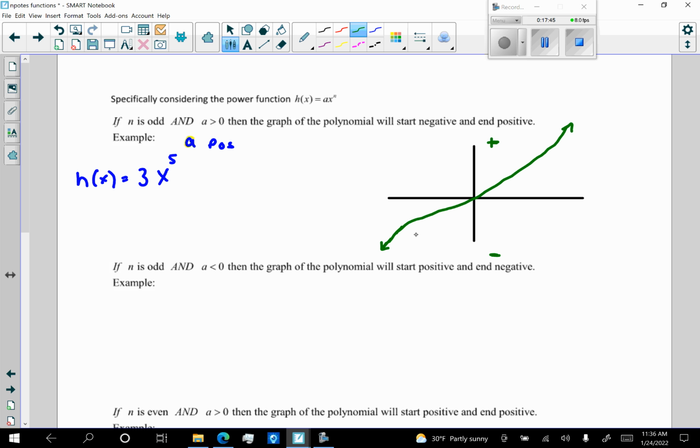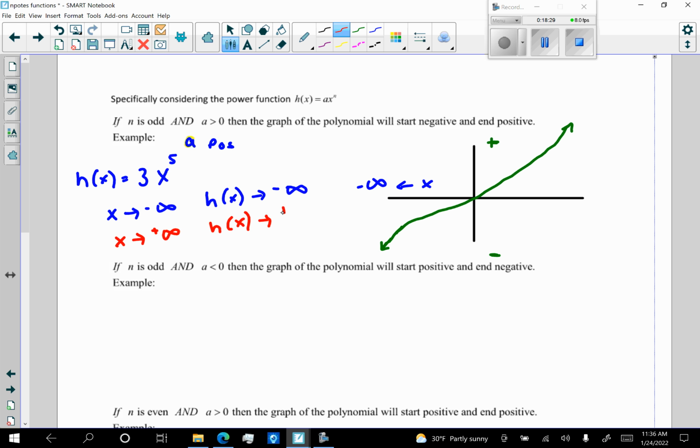So this starts negative, ends positive. Down here is negative, up here is positive. And here is a statement, and we're going to make some statements about end behavior. So for this guy right here, as x goes to negative infinity, that particular function goes to negative infinity as well, because it's going down, it's starting negative. The other statement I can make is, as x goes to positive infinity, this function right here is going to positive infinity.